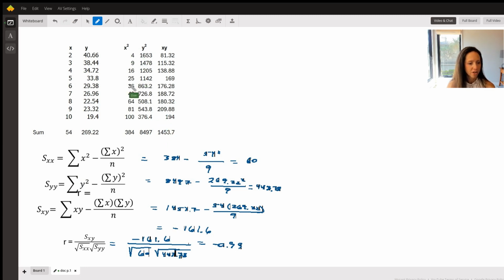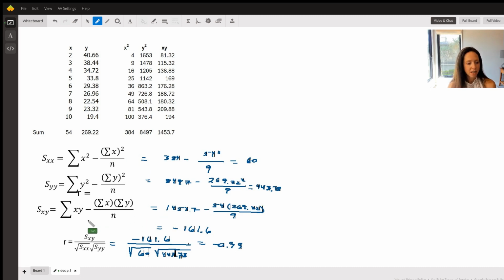And so that's the sum of this x squared column, 384, minus the sum of x and that whole quantity squared. So that's this 54 squared divided by n, and there's 9 pairs altogether. So divided by 9, and that gets us 60. And then SYY is the sum of y squared. So that's 8,497 minus the sum of y squared, so 269.22 squared divided by 9, and that equals 443.78.